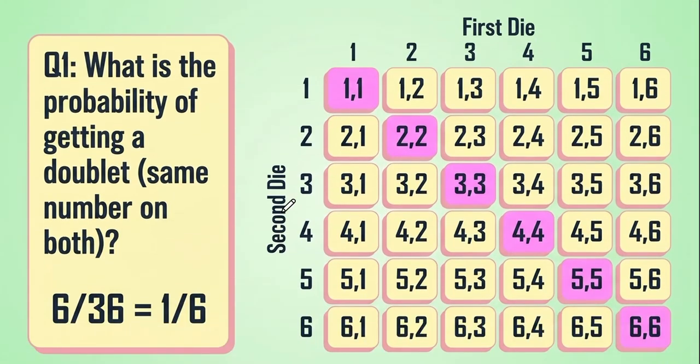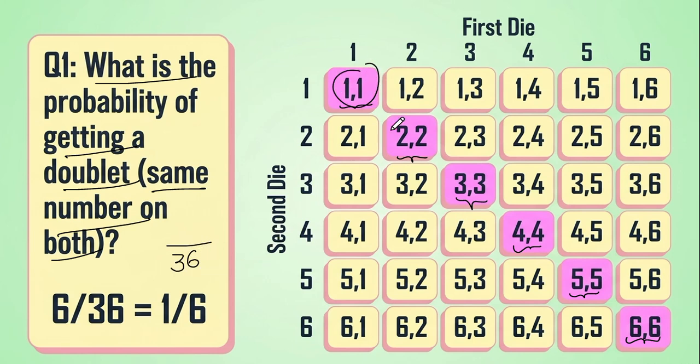Look at the first question. What is the probability of getting a doublet? Doublet means the same numbers on both dice. So among these 36 outcomes, doublet means 1 comma 1, 2 comma 2, 3 comma 3, 4 comma 4, 5 comma 5, and 6 comma 6. So in total how many are there? Only 6 out of 36. In the denominator, as the question is on two dice, the total is 36, and we want doublets. How many doublets are there? 1, 2, 3, 4, 5, and 6. So the numerator is 6. So 6 upon 36, which is 1 over 6.